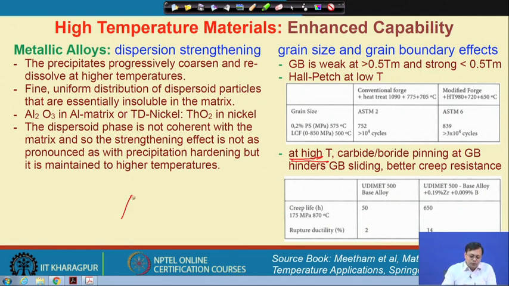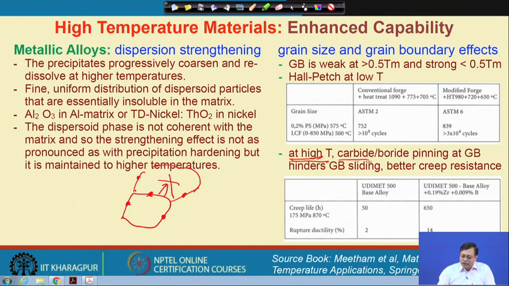So, what can we do? We can simply take this material and intentionally put some precipitate at the grain boundary. What does it do? It simply impedes the motion of the grain boundary. It will be stopped, because they are pinning the grain boundary. If the grain boundary has to move, it has to move along with that. Okay. That will be a good purpose.